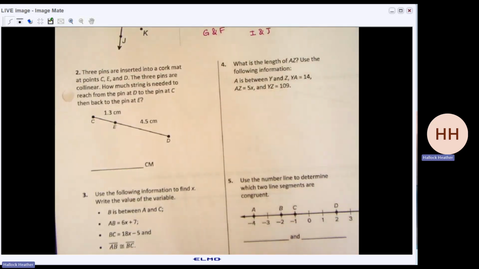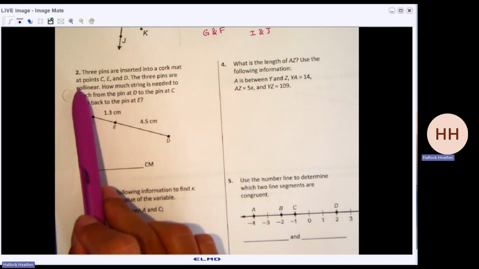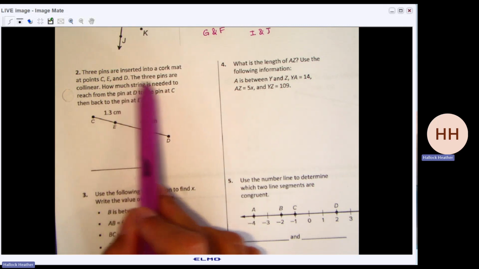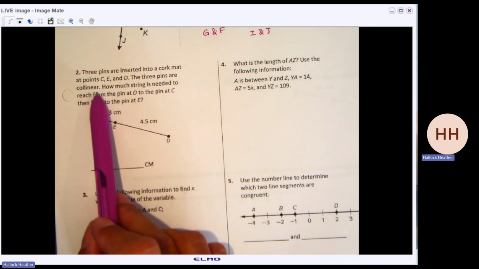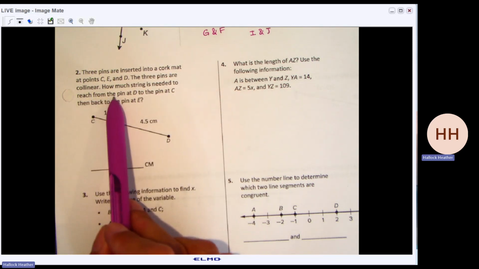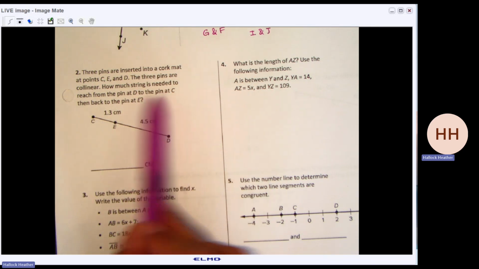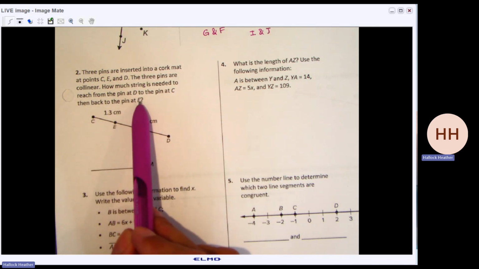Moving on to question 2. Question 2 says 3 pins are inserted into a cork mat at points C, E, and D. The 3 pins are collinear, they fall on the same line. How much string is needed to reach from the pin at D to the pin at C, then go back to the pin at point E?